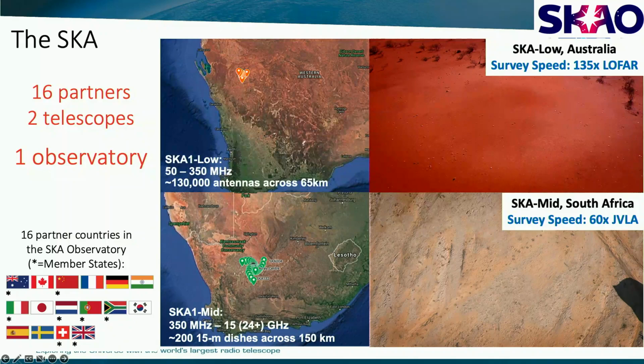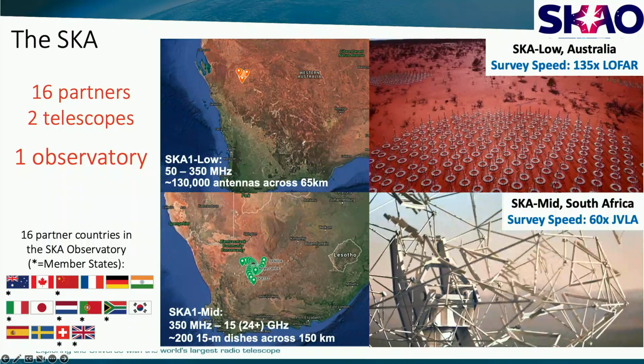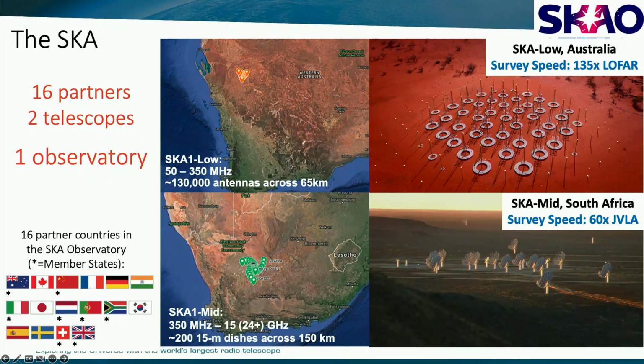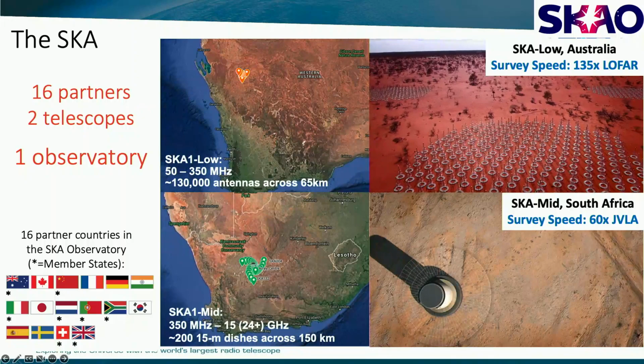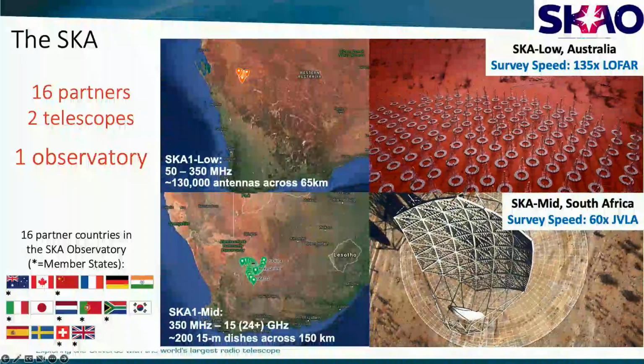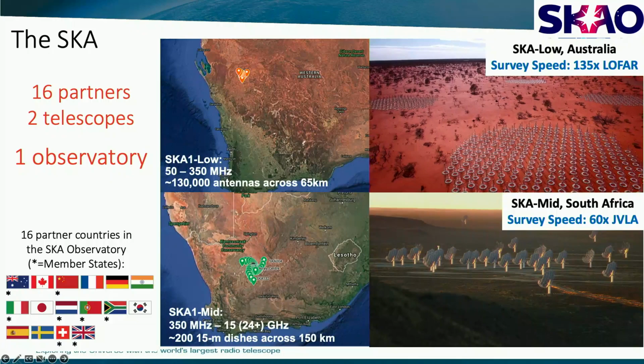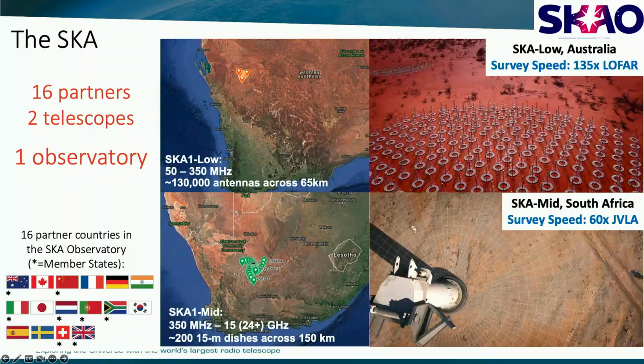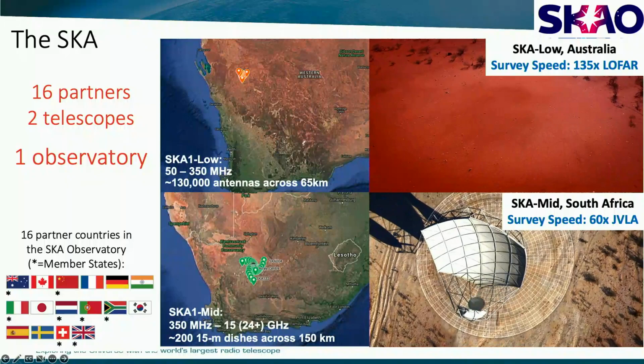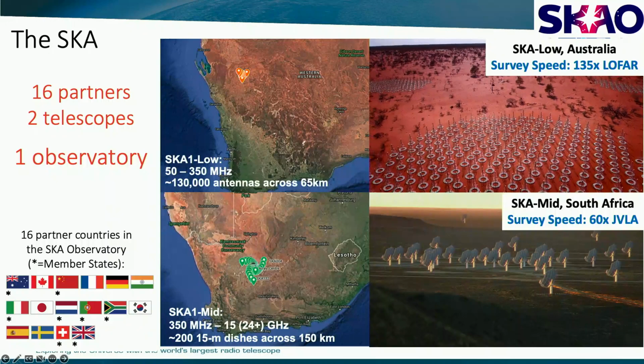So the SKA is 16 partners, 2 telescopes, 1 observatory. There is a low frequency component that's being built in Western Australia, and you can see it popping out of the ground here. And then there's a mid-frequency telescope, running from about 350 megahertz to 15 gigahertz, that will be built in South Africa. We call it SKA Mid. For people familiar with radio facilities, each of these will be a factor of a few more powerful in sensitivity and resolution than its predecessor. But where they really excel is in their survey speed. They'll be able to survey the sky almost 100 times faster. So these are inherently survey machines.